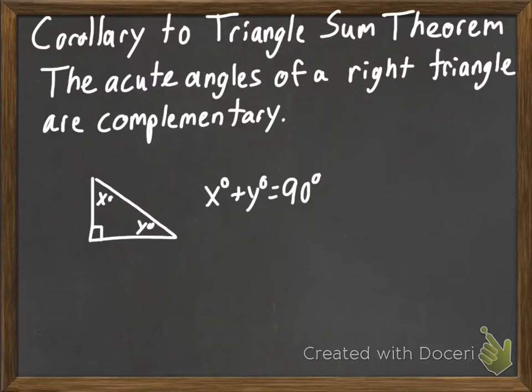See, here we have a right triangle, and we have our right angle, and we know that x and y have to add up to something that will give us 180. Well, that means they have to add up to 90. So this is where we get this statement, x plus y equals 90, and by definition of complementary, this means that x and y are complements of each other.